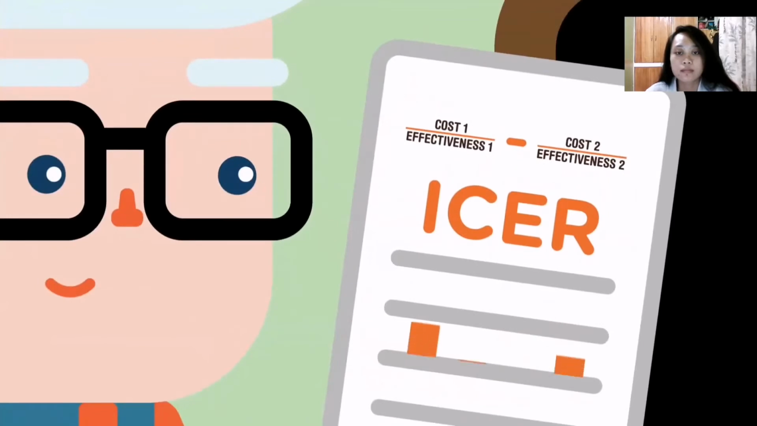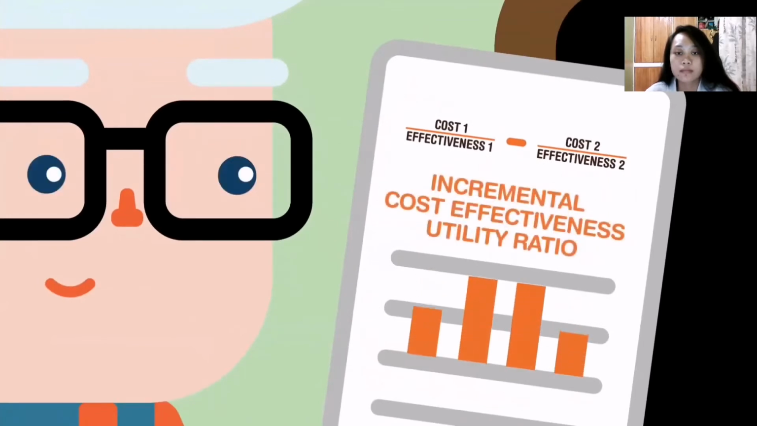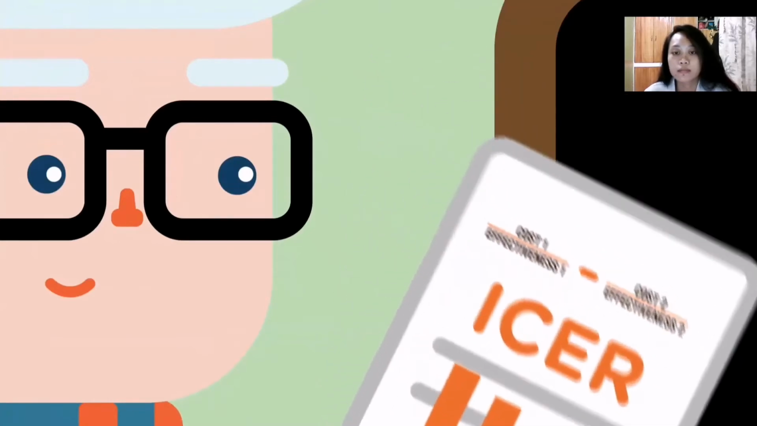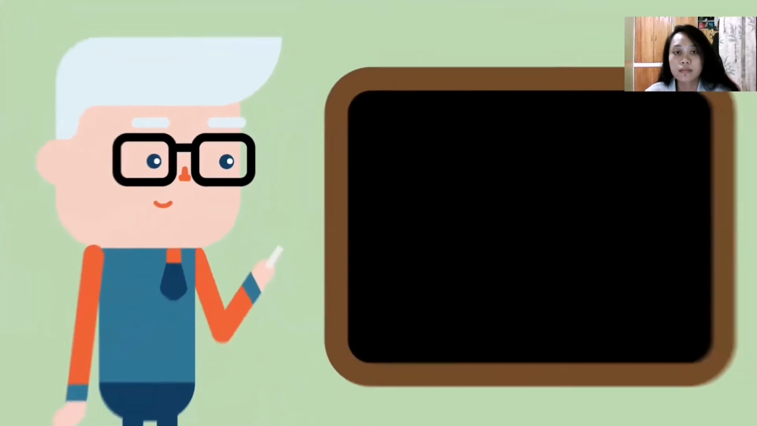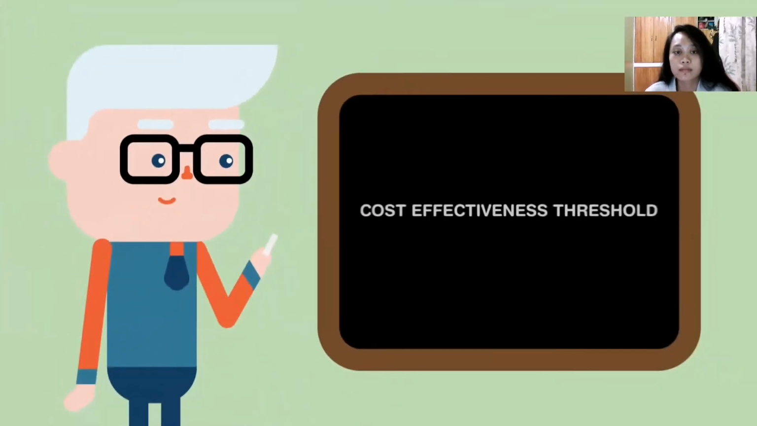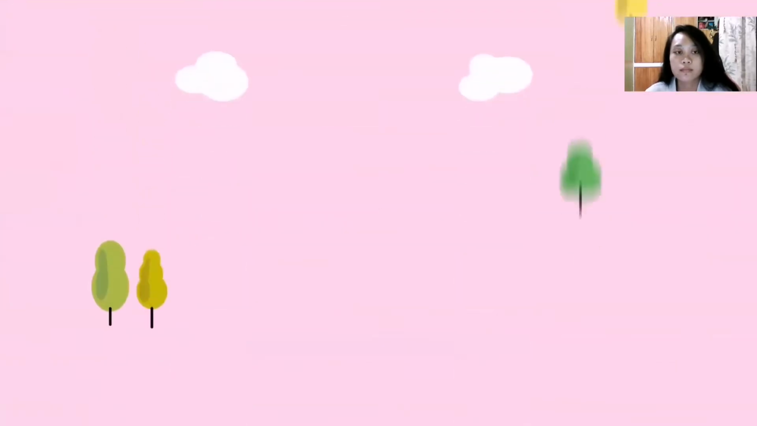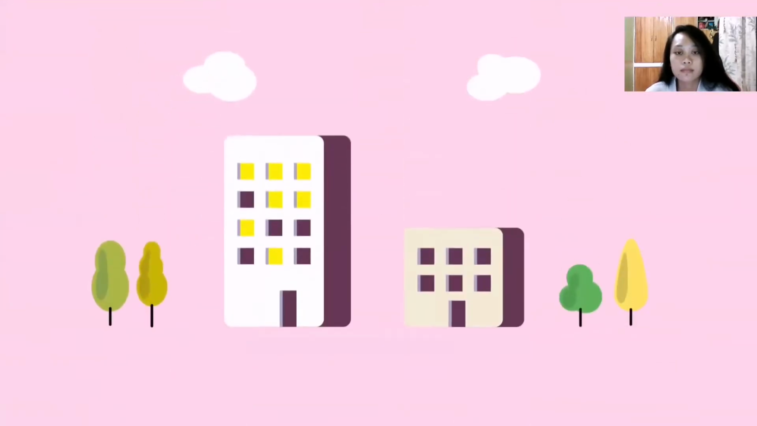This ratio represents the incremental cost of each incremental unit of effectiveness, coming from the comparison of two alternative technologies. There are two further aspects to consider: the cost-effectiveness threshold and the level of uncertainty. The cost-effectiveness threshold represents the value that a third-party payer is willing to pay for an additional QALY.